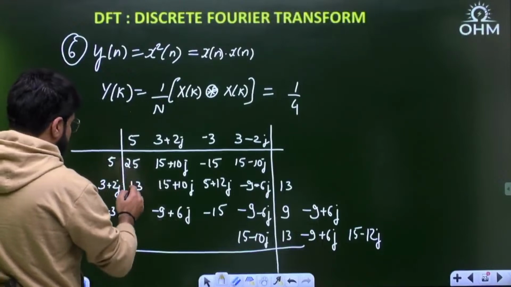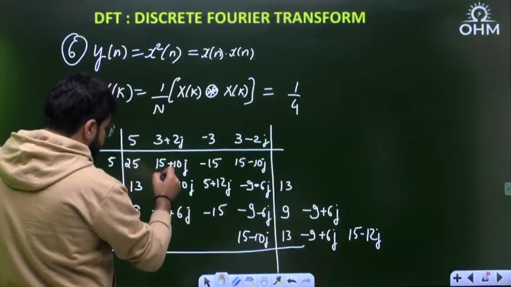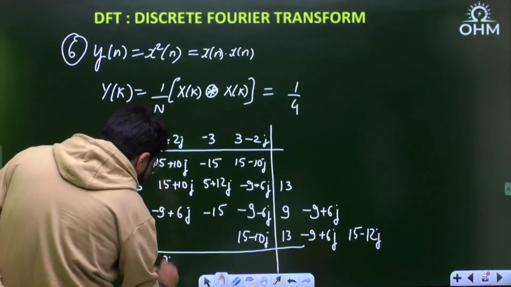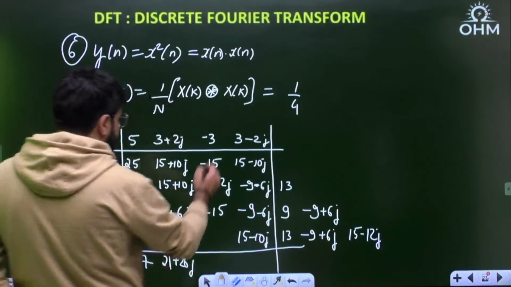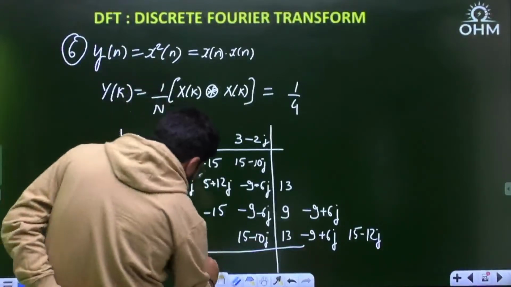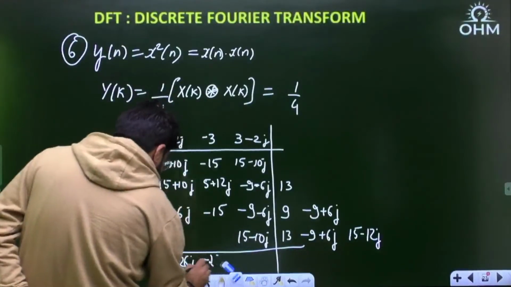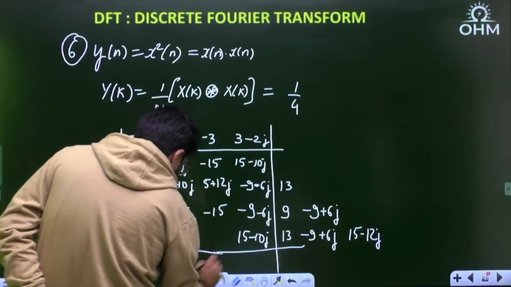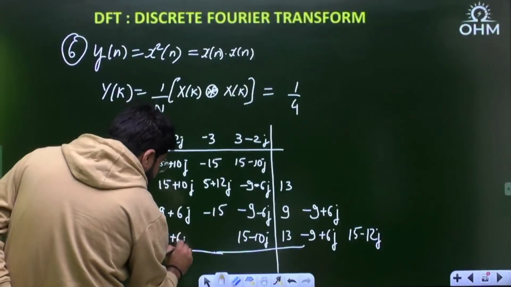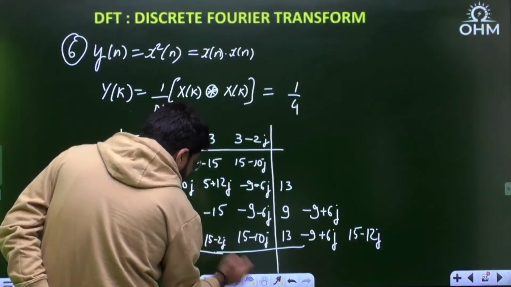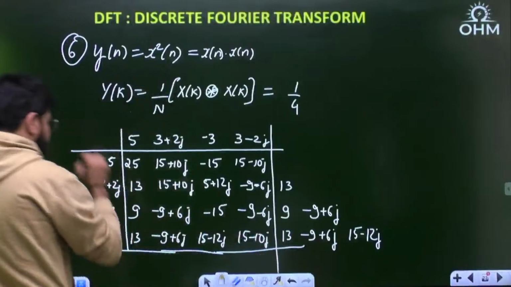So this is 25 and 13, 38, plus 9 looks like 47. Just keep confirming with the calculation. Real part 15, 15, 30, minus 9, 21, and 10, 10 and 6, plus 26j. Here it is minus 15, that becomes minus 30 and plus 5, so minus 25 and plus 12j. Oh sorry, I forgot to do the circular shifting on the last case. First I will bring the 13 here, minus 9 plus 6j, and 15 minus 12j. Now that is correct.